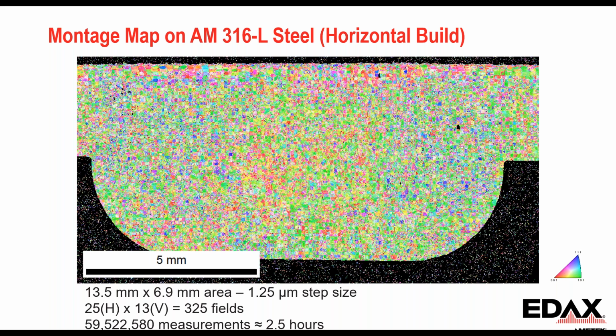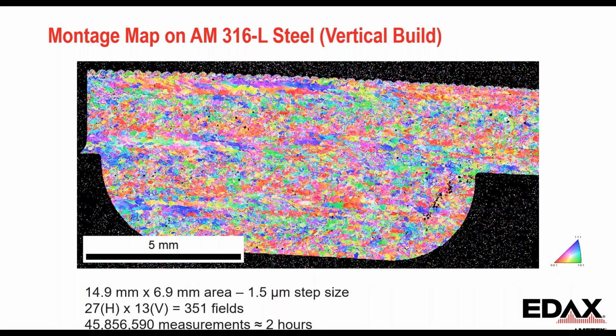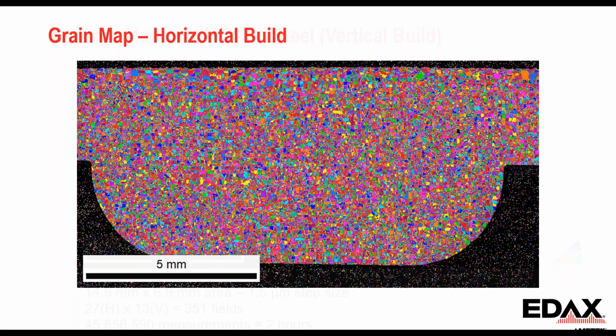And what's interesting with this is that they build this in a different direction. It's the same shape of a part, but it's built in a different direction. So this is a similar map. This one took about 2 hours. It's 45 million data points, since the step size was a little bit larger, 1.5 microns. But we can see the orientations are different, and the shape of the grains are different. And so over these large fields of view, we can calculate the grains. We can group together the orientations as grains and look at the grain maps here.